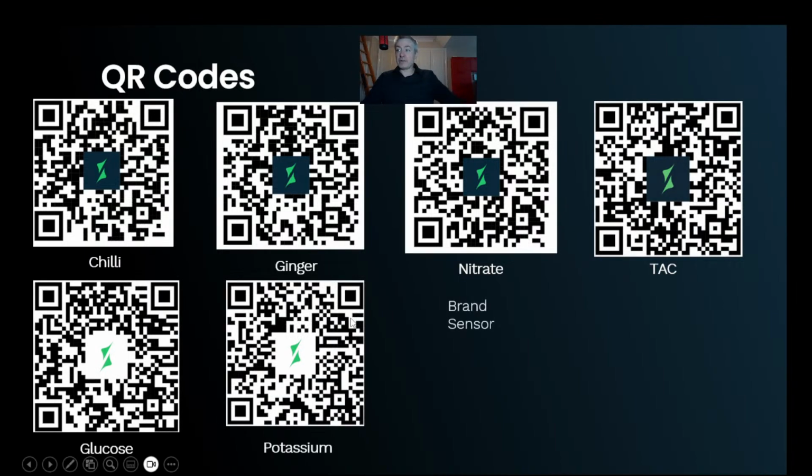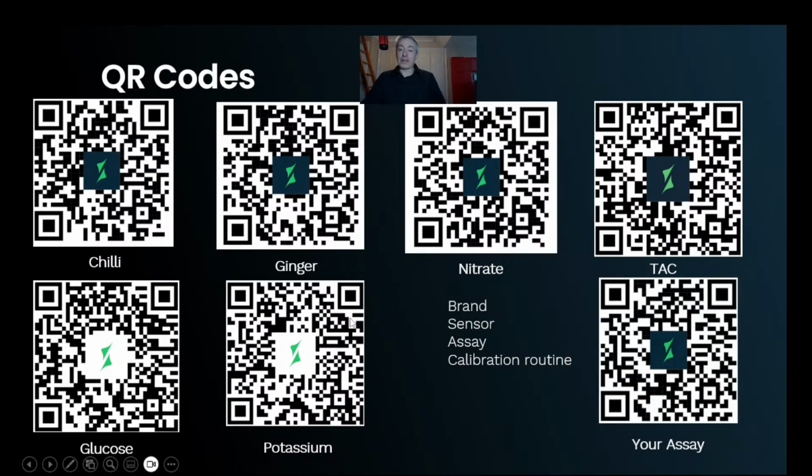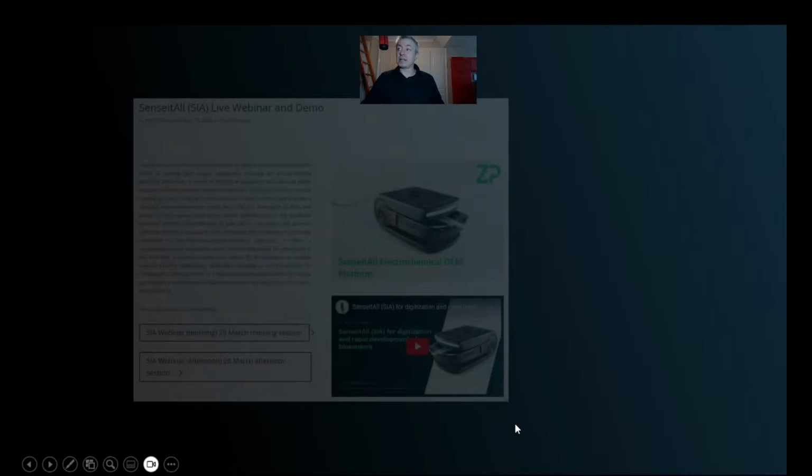And we do then have a QR code for things that we haven't yet done or haven't yet released. So I would suggest a little experiment: put the app on your phone and then scan these different QR codes, and you can just see that you can go from target to target or analyte to analyte.